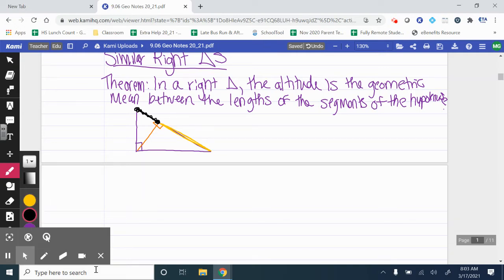So when you see problems like this, to recognize them, you're seeing that it's a right triangle with an altitude drop. So two right triangles inside of a big right triangle. And this is going to be our altitude rule.